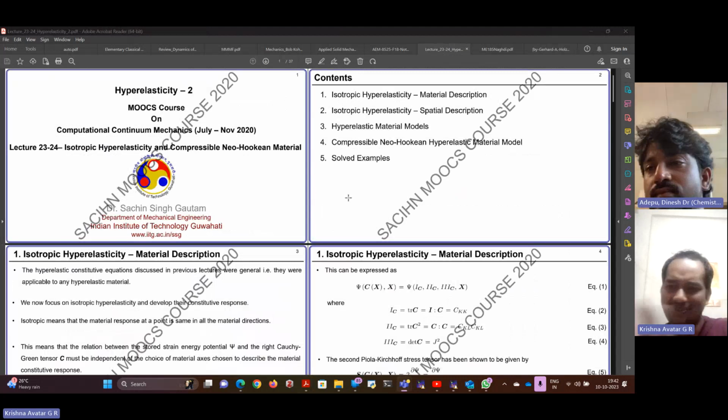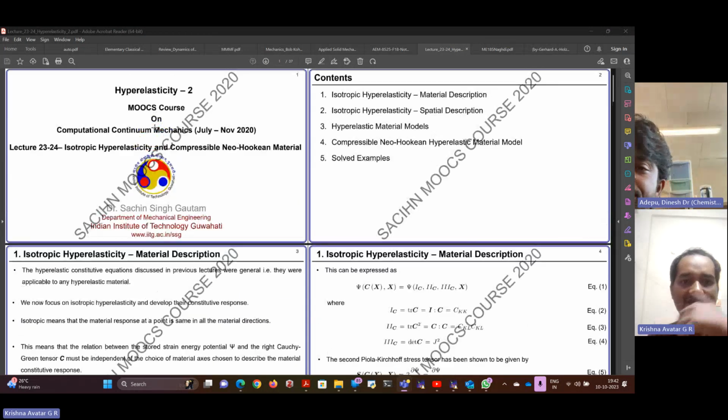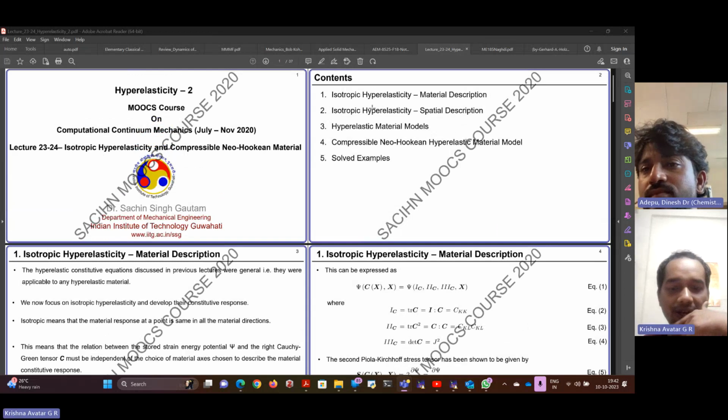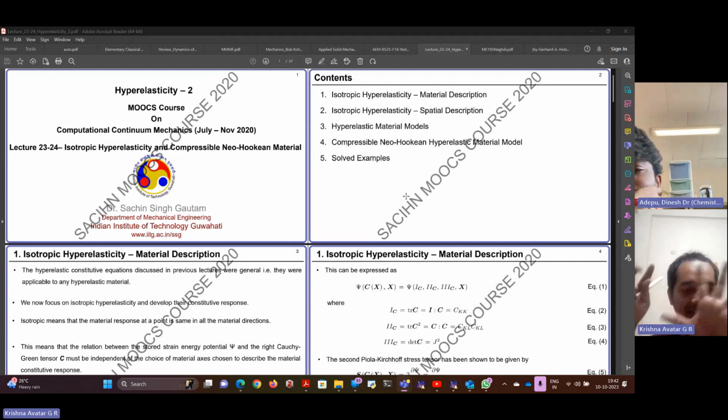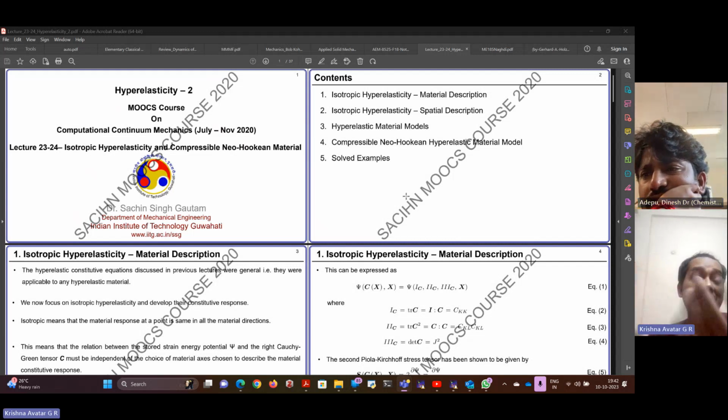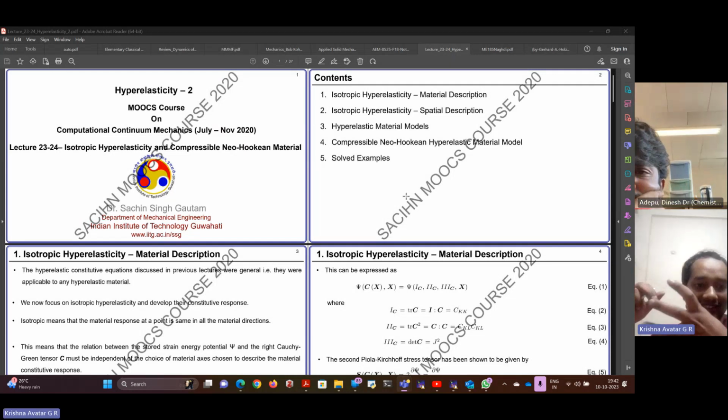We'll just look at the relations. We won't go further, just relations. So how do you describe that? If you already say that the material frame should not depend, sorry, the strain energy function should not depend on the orientation of the body, right?